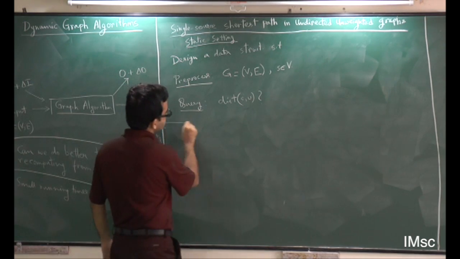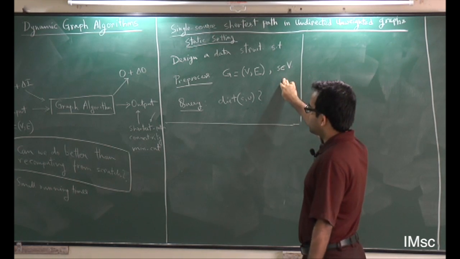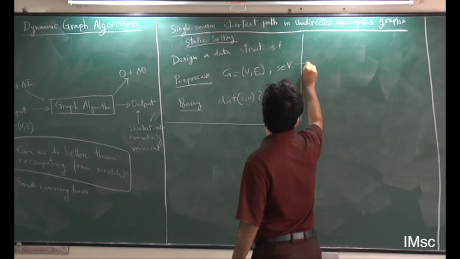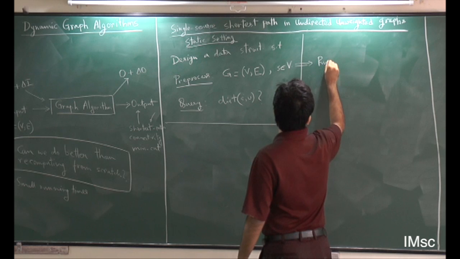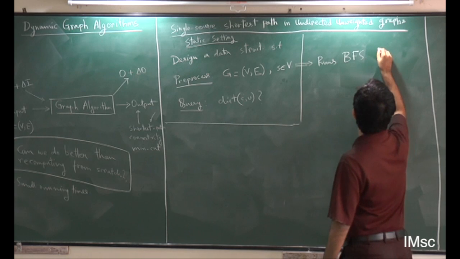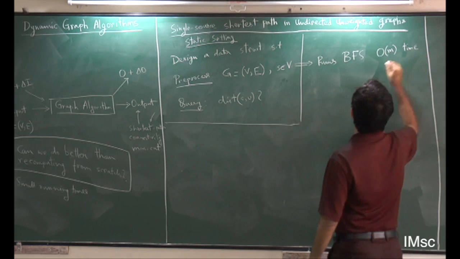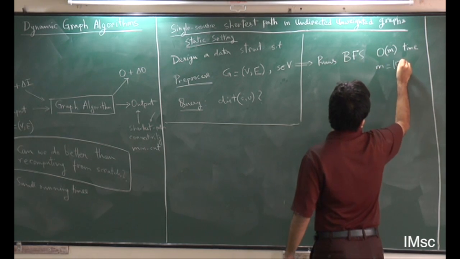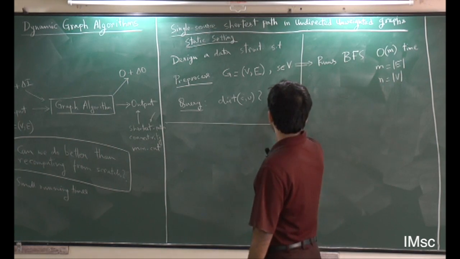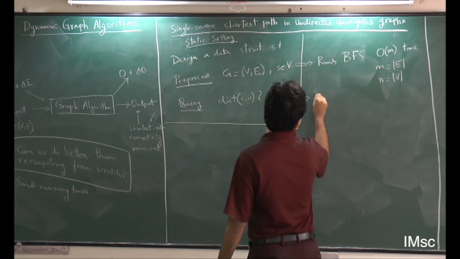Now, we all know the best possible answer to this question, right? What can you do? You can give a data structure that just for the preprocessing step, it runs a breadth first search algorithm, runs BFS, and what will be the time? The time will be order of m time, where m is the number of edges in the graph, and let us say n is the number of nodes in the graph. And then you can build the BFS tree, and after that you can answer each query in constant time.